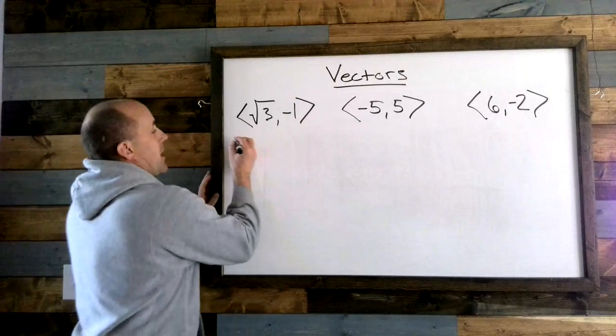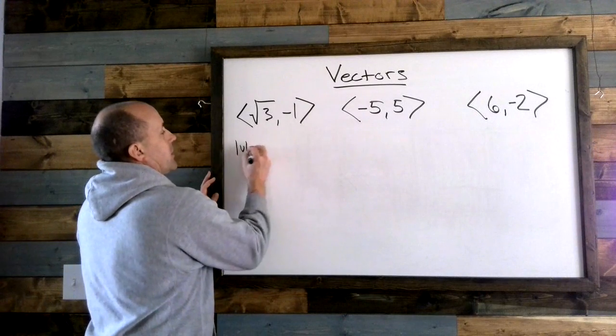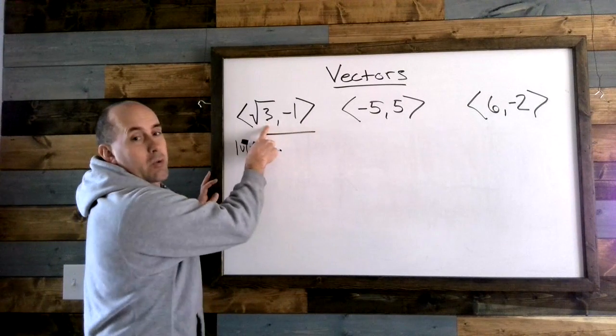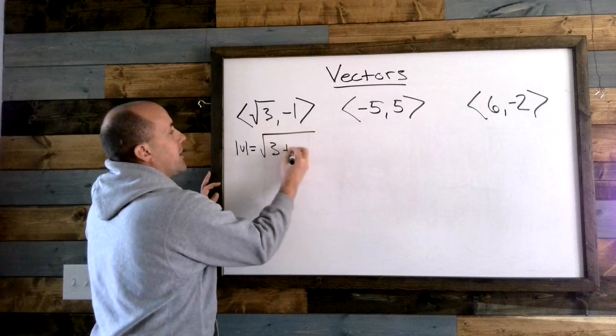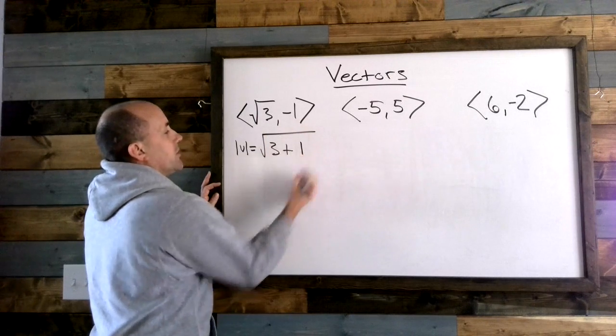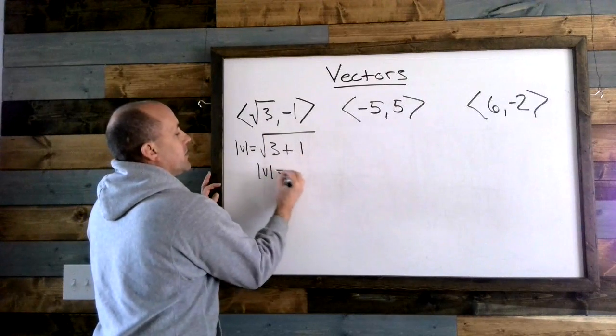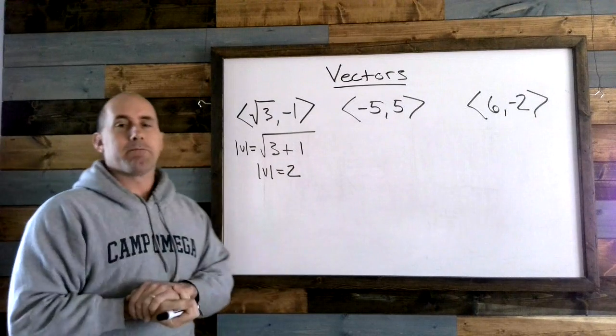So the magnitude of this vector is equal to the square root of, I square that and I get 3, and I square that and I get 1. So the magnitude of the vector is equal to 2. Okay?